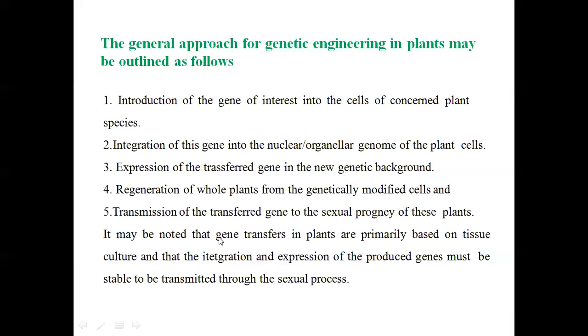It may be noted that gene transfer in plants is primarily based on tissue culture, and integration and expression of the transferred gene must be stable to be transmitted through the sexual processes.